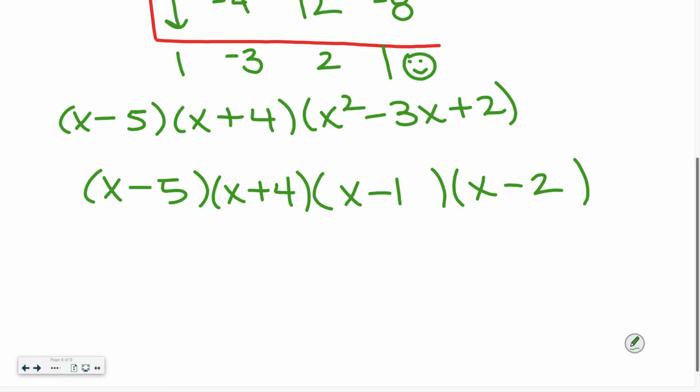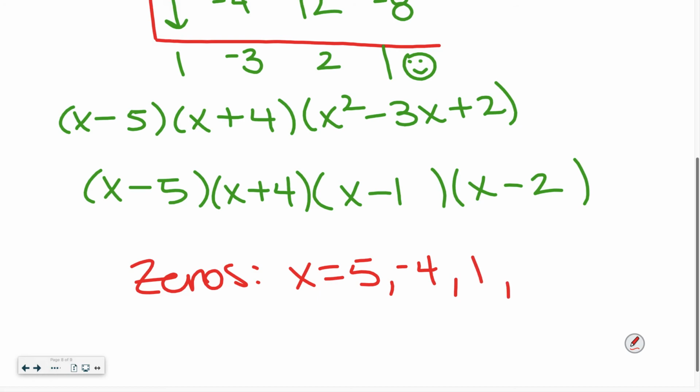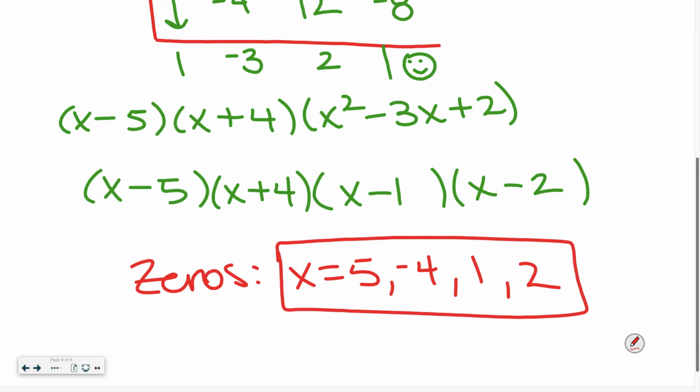Here is our 4th degree polynomial, factored all the way out, so that if we want our zeros, easy peasy, right? X minus 5, set it equal to 0. X plus 4, set it equal to 0. X minus 1, set it equal to 0. X minus 2, set it equal to 0. And if we really wanted to, we can plot those on our x-axis and make our graph.